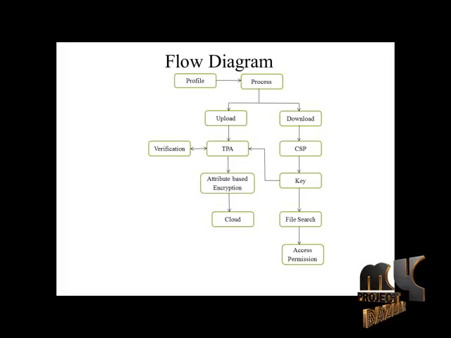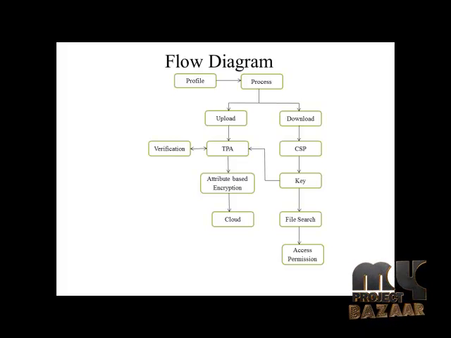First of all, the user gets the key from the TPA. TPA means third party auditor. He is the key provider. So the user asks the TPA for the key. Whether the user is valid or invalid, the TPA verifies the user. If the user details are true, the TPA provides a particular key.